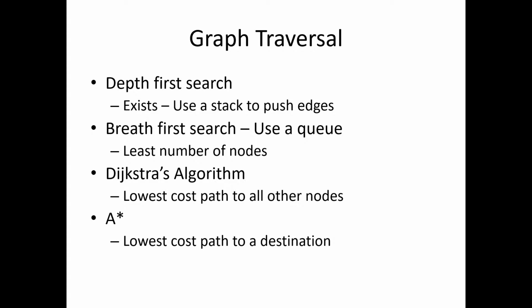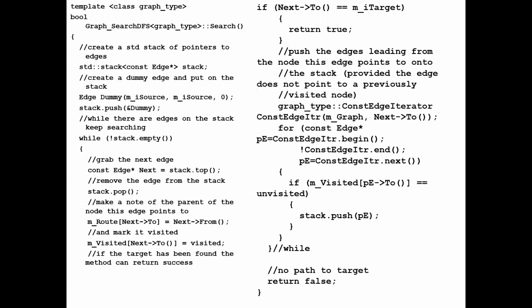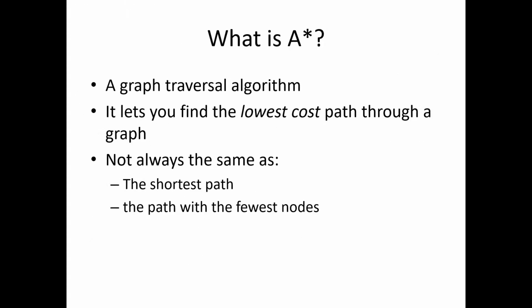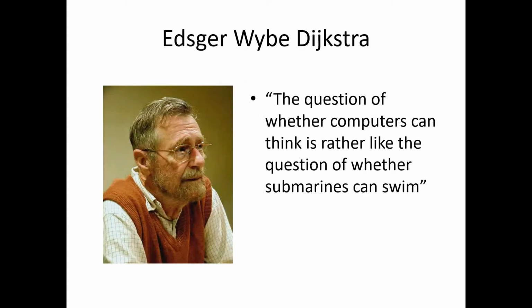So that's graph traversal. I actually think I have some cool programs, after the PowerPoint, just to show you what these things look like, maybe. See if I can find them. These are just implementations in C++. So the A-star graph traversal algorithm allows you to find the lowest cost path through a graph, which is not always the same as the shortest path or a path with fewest nodes. Here's just a quote from Edsger Dijkstra.